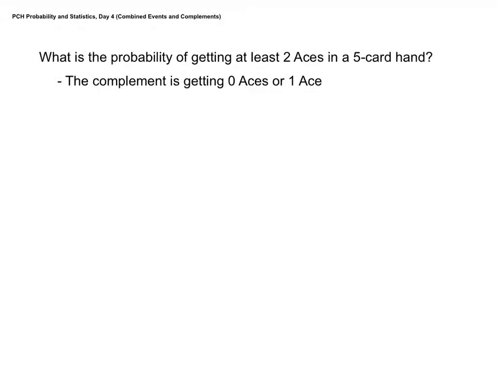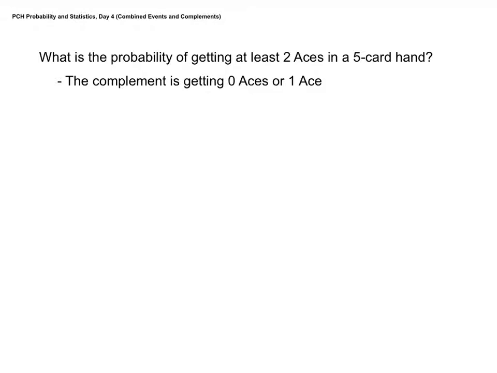So, here's another example of a situation. We won't work through it all the way, but the probability of getting at least 2 aces in a 5-card hand, you could get 3 aces or you could get 4 aces. If you get 5 aces, you're cheating, alright? because there aren't 5 aces in the deck. So you can get 2 aces, 3 aces, or 4 aces. Instead of that, I could cut one step out of it and figure out what's the probability of not getting any aces, or what's the probability of just getting 1 ace.